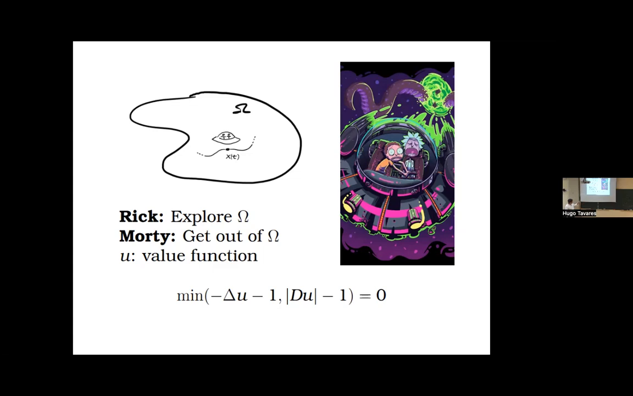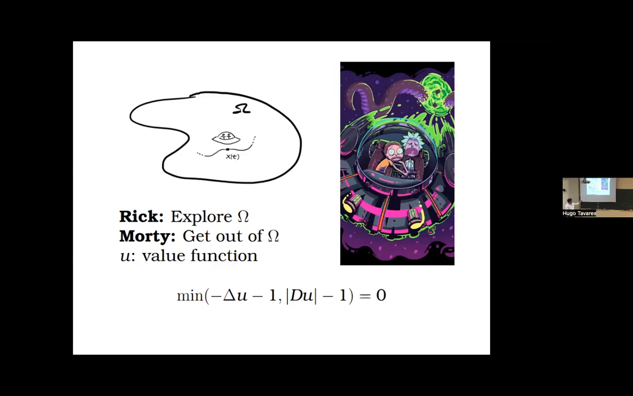So the value function, in this case, is going to be the expected time for you to escape the region omega if you start at x and follow optimal strategies. And if you do the same analysis as before, you are going to discover that the value function solves the following Hamilton-Jacobi equation.